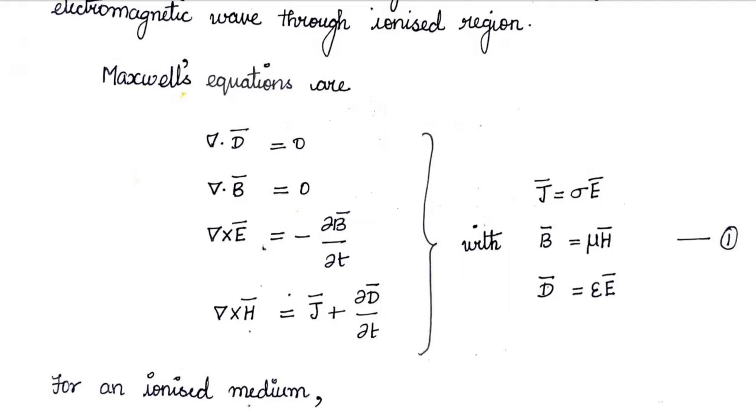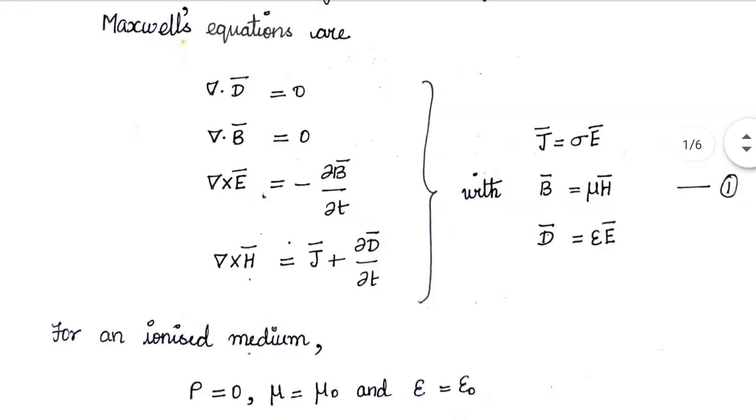del cross H vector equal to J vector plus dou D vector by dou t, where this displacement vector D is given by epsilon times E vector, the electric field strength, and J vector, the current density, is given by sigma times E vector. Sigma is the conductivity. The magnetic induction B vector is equal to mu times H vector.